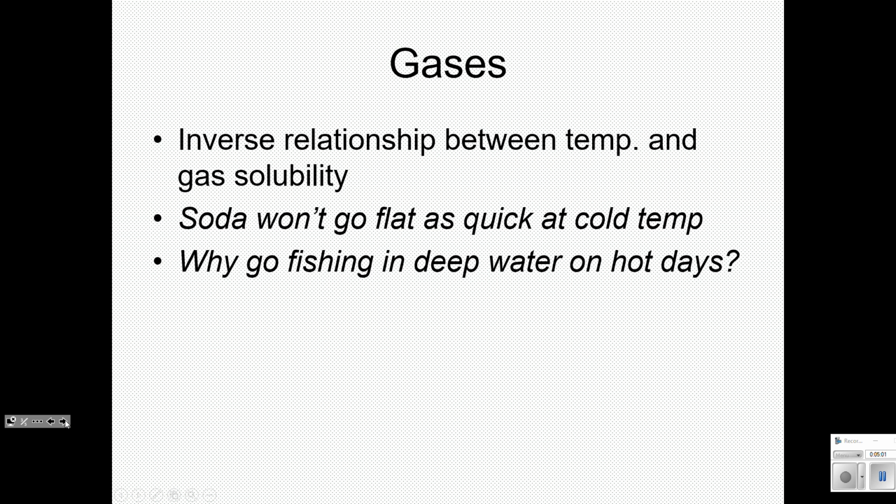Because the colder it is, again, the more you can dissolve these gases. So gases have an inverse relationship, something to be aware of, that particular phenomenon as well.